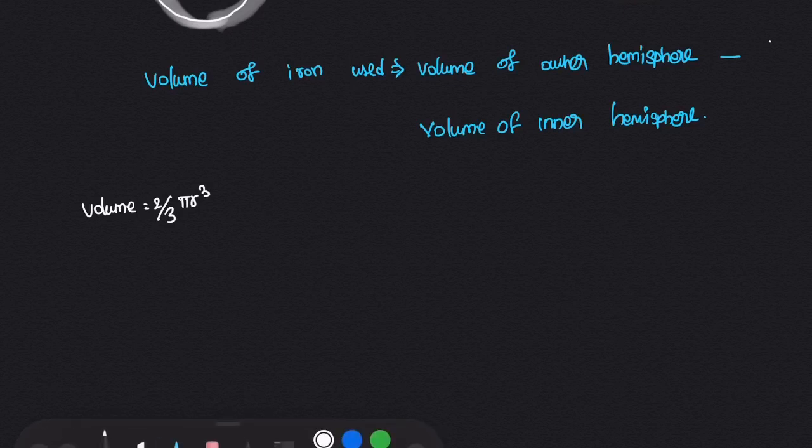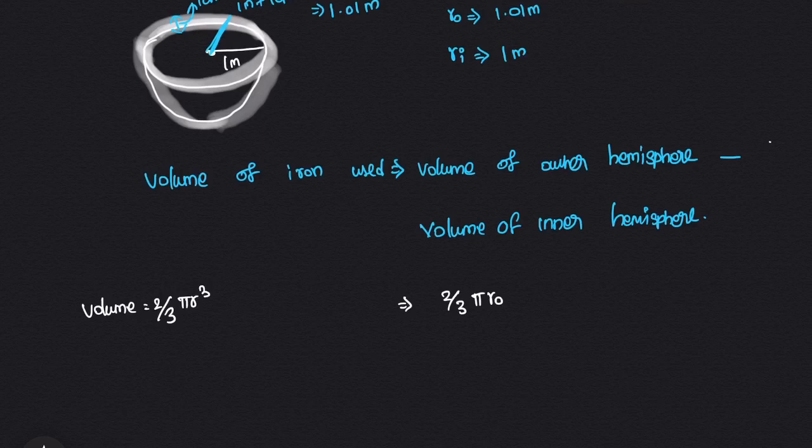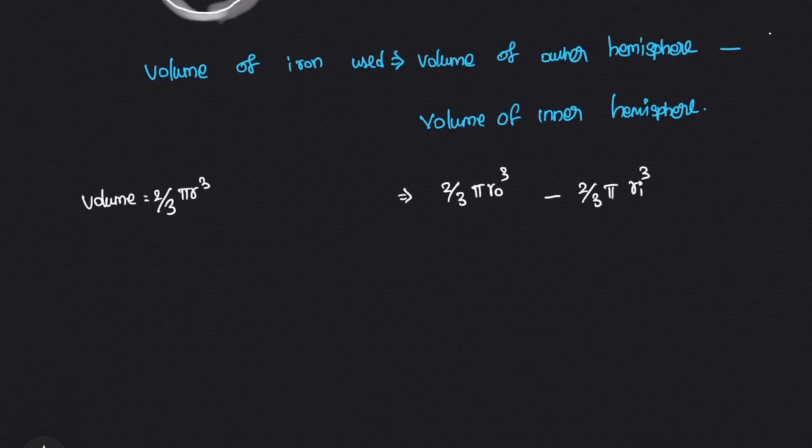Then, this one, 2 by 3 pi, it's the outer, so R_O cube, minus 2 by 3 pi R_I cube, that means the inner radius. So just take the common term outside. So 2 by 3 and pi is a common term. So R_O cube minus R_I cube. Then substitute the values.